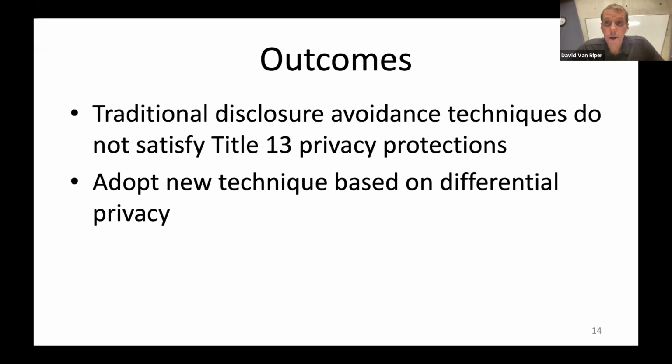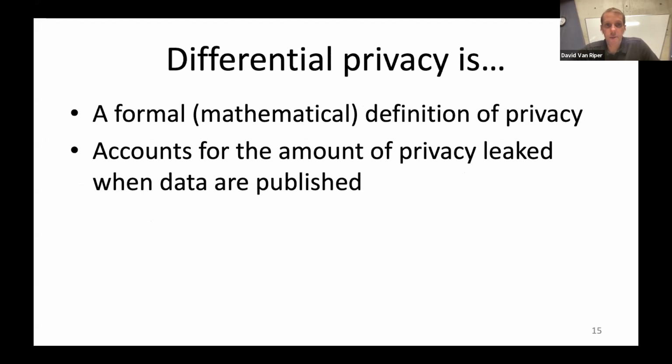The Bureau decided to adopt a new technique based on the concept of differential privacy, which has come out of computer science and cryptography, and use it as the way to protect the privacy and confidentiality of 2020 decennial respondents. So what is differential privacy, and what does this mean for the 2020 decennial census data that's now being released? Differential privacy is a formal, mathematical definition of privacy. It was developed in a paper published in 2006, so it's about 15 years old now.